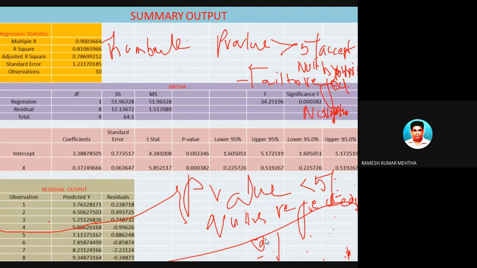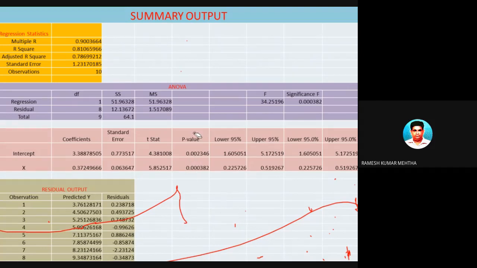So with this, I hope you have understood the significance level, the p value. What is this p value? You understood. And now we'll find out whether this should be accepted or not. Now, as this is only 0.03 percentage, so null is rejected.